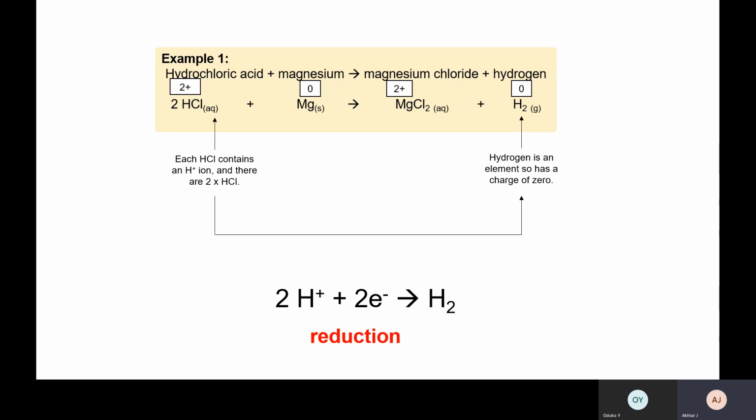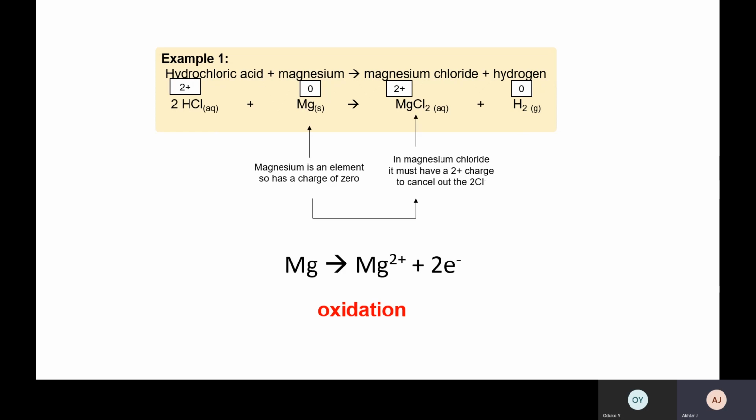If we look back to covalent bonding, hydrogen is a covalent molecule. There's a covalent bond that's formed once hydrogen ions get their electrons back. So this is the half equation to show the reduction of hydrogen. We'll show you the half equation of magnesium on the next slide. So magnesium, remember, lost those outer shell electrons to give to hydrogen, and therefore it was oxidized.